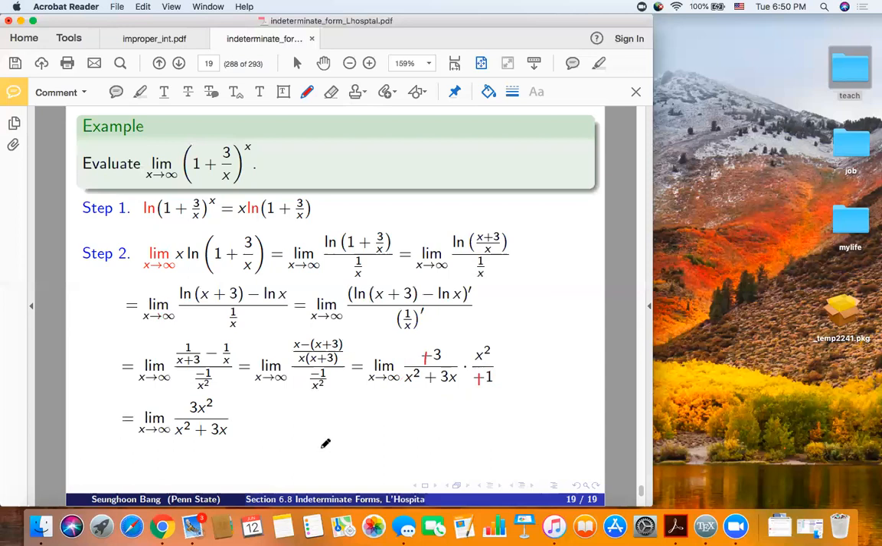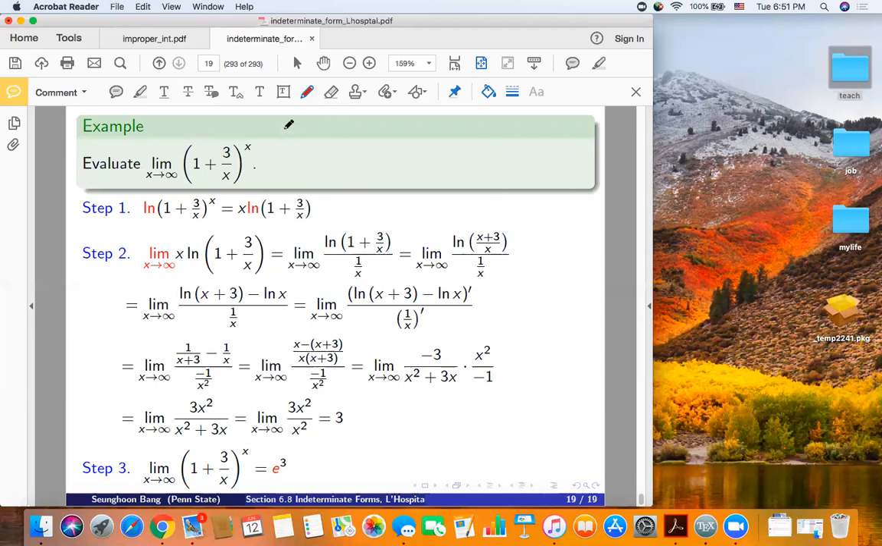How can you calculate? You have to use the relative rate of growth. Compare x squared and 3x. 3x is the slower one, so ignore it. Just 3x squared over x squared. The x squared is crossed out, and the answer is 3. It's not final. Step 3, take e. The answer is e cubed. Okay, this is the whole idea.